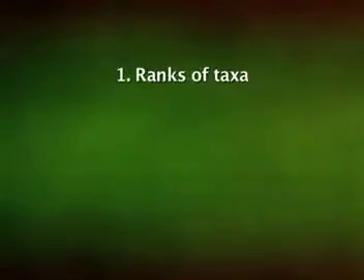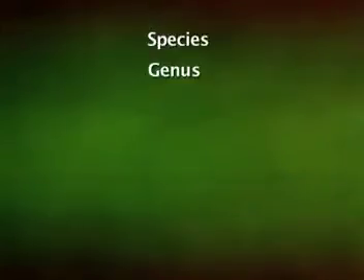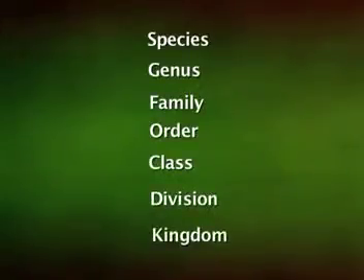Some important rules are: number 1, ranks of taxa. According to Article 1 of the Code, the word taxa signifies taxonomic groups of any rank. The taxa are classified hierarchically by rank, in which a higher rank is inclusive of all lower ranks. In Article 3, the principal ranks of taxa in ascending series are species, genus, family, order, class, division, and kingdom. Thus, each species is included in a genus, each genus in a family, and so on.